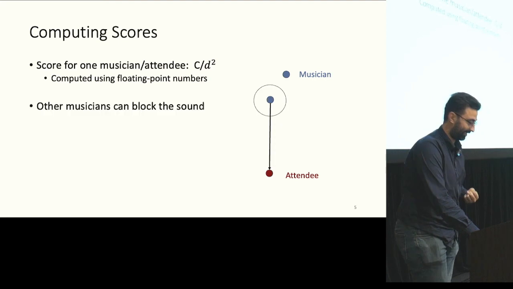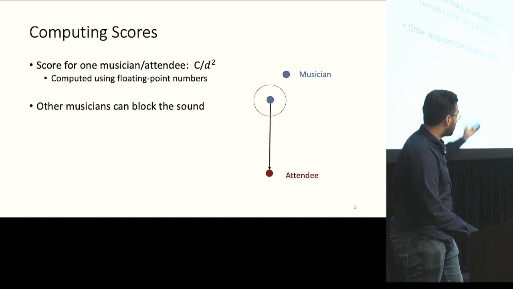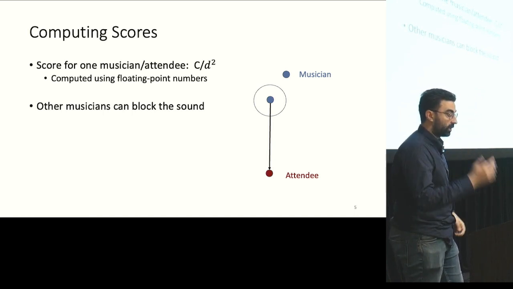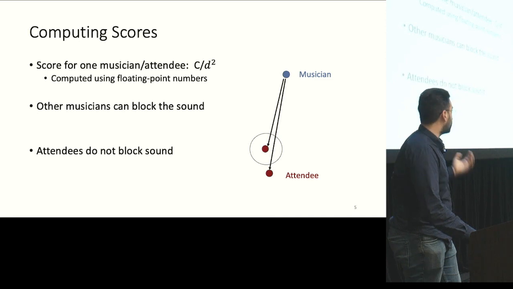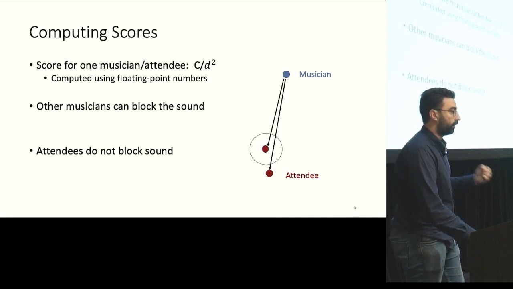All of this would involve a lot of floating point computations, which have been a lot of fun during this contest. One interesting thing is that other musicians placed on the stage can actually block the sound. Here, in this case, you can see that the musician at the bottom is blocking the line from the musician at the top to the attendee. Because of that, the attendee cannot hear the musician at the top. As a simplification, we didn't consider that attendees could block sound. Only musicians could block other musicians' sound.